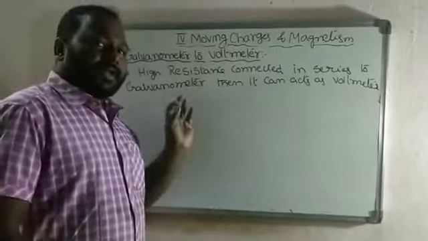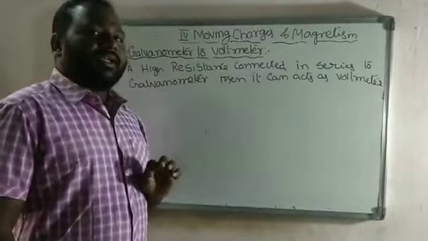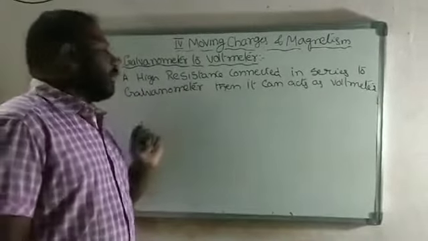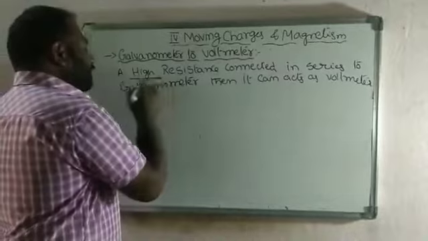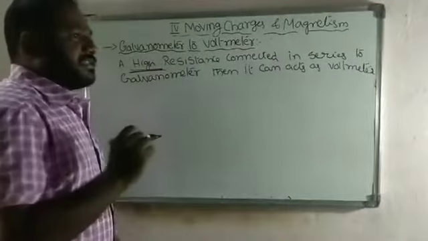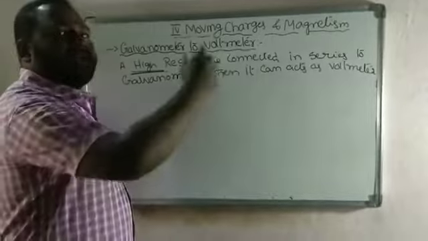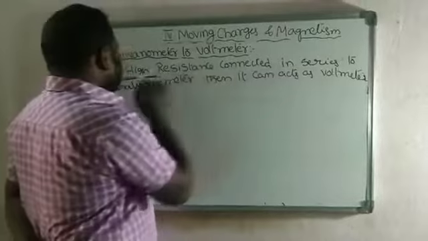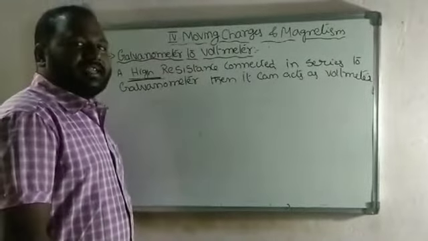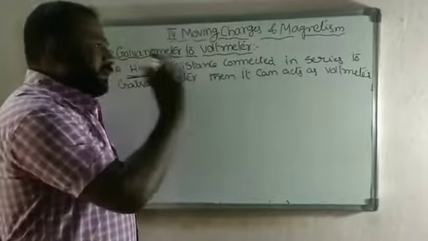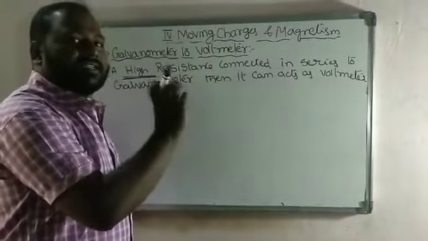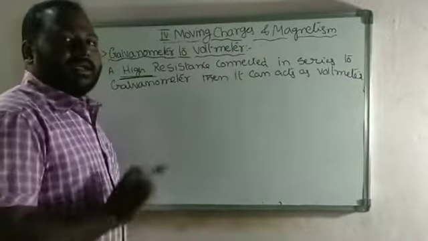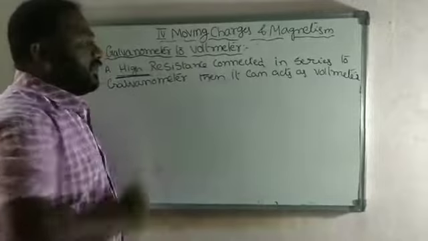In the previous case, for conversion into an ammeter, we connect a small resistance in parallel. But to convert a galvanometer into a voltmeter, a high resistance is used. Remember these points: a small resistance connected in parallel to the galvanometer makes it act as an ammeter. A high resistance connected in series to the galvanometer makes it act as a voltmeter. In conversion to an ammeter, a small resistance is connected in parallel. In conversion to a voltmeter, a high resistance is connected in series.